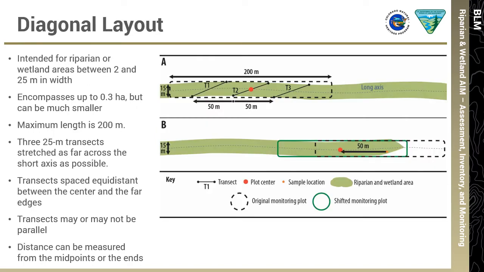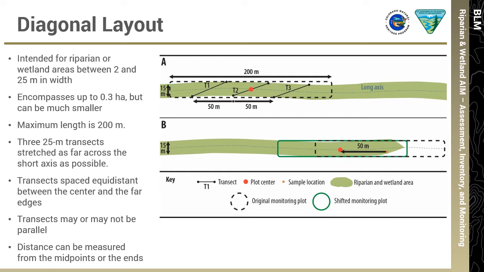The diagonal layout is intended for wetland or riparian areas between 2 and 25 meters in width and encompasses up to 0.3 hectares, but can be much smaller. The maximum length of a diagonal layout is 200 meters. The diagonal layout includes 3 25-meter transects that are stretched as far across the short axis as possible. Transects are spaced equidistant between the center and the far edges and may or may not be parallel.